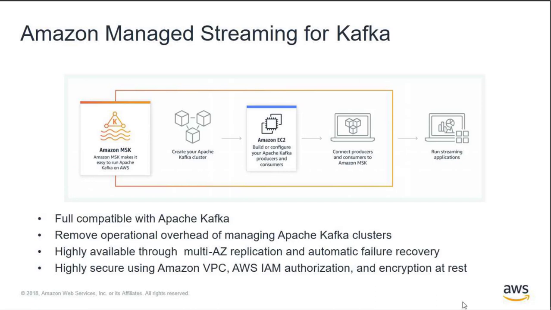Amazon Managed Streaming for Kafka is another storage service we have on AWS, which offers a fully compatible, fully managed service for running Apache Kafka, a popular open source streaming data software. Amazon Managed Streaming for Kafka allows you to remove the operational overhead associated with managing your Kafka cluster. It's highly available and comes with everything you expect from an AWS service, with the security and deep integrations with AWS.